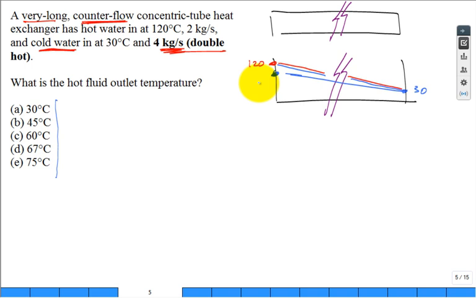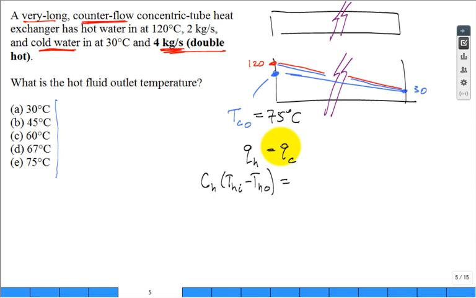All right, so I asked the question of what is that temperature of the cold on the outlet? And somebody correctly calculated that it's 75 degrees C. How did they get 75 degrees C? Well, what came out of the hot has to go into the cold. What was our equation for what comes out of the hot? The heat capacity rate of the hot, the temperature hot in minus temperature hot out. What goes into the cold? The heat capacity rate of the cold times the temperature cold out minus temperature cold in.